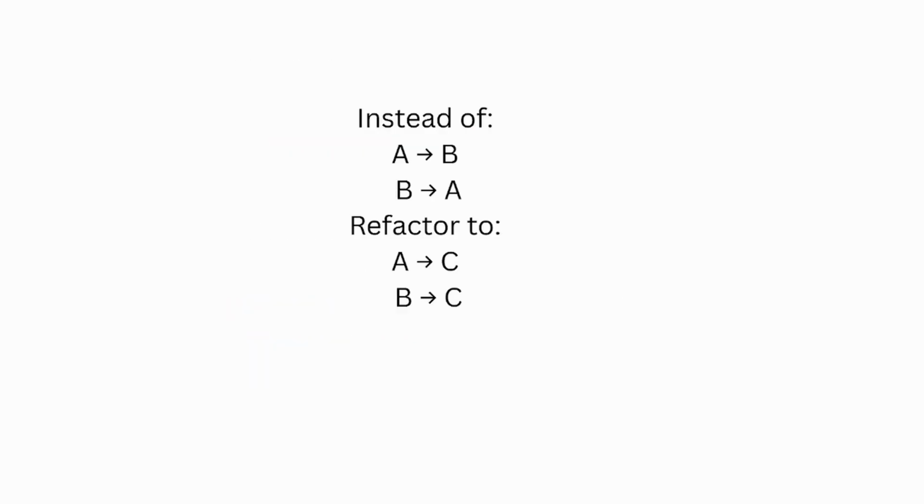Suppose A is dependent on B and B is dependent on A. This is a bad design. This is tight coupling, mixed responsibilities, and wrong layering. Instead, we create a different class C where A depends on C and B depends on C. This is clean code and clean architecture.